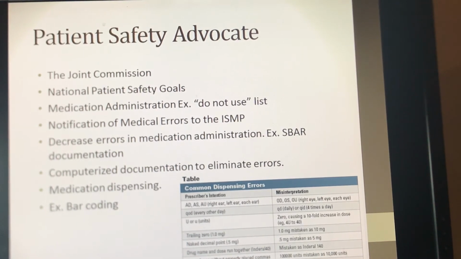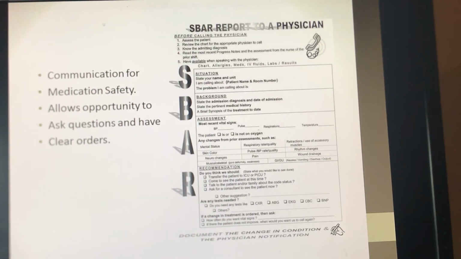We have SBAR, and basically that's documentation, that's communication. We'll take a look at that. We have computerized documentation to eliminate errors, and for medication dispensing, you've got barcoding. There's a lot of things that we can do, but we're only as safe as the person putting in the orders and the person scanning the wristband.